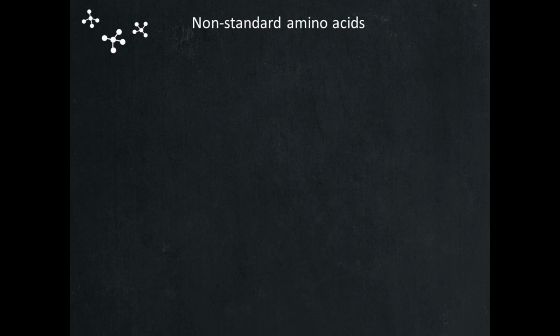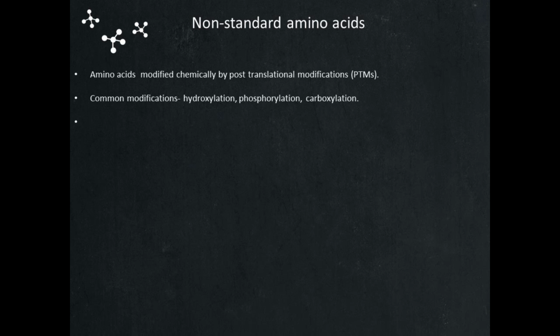Now let's talk a little about non-standard amino acids. These are amino acids apart from the 20 standard amino acids which we discussed in the classification of amino acids. Non-standard amino acids are modified chemically by post-translational modifications or PTMs, and the most common modifications observed in amino acids are hydroxylation, phosphorylation, and carboxylation.